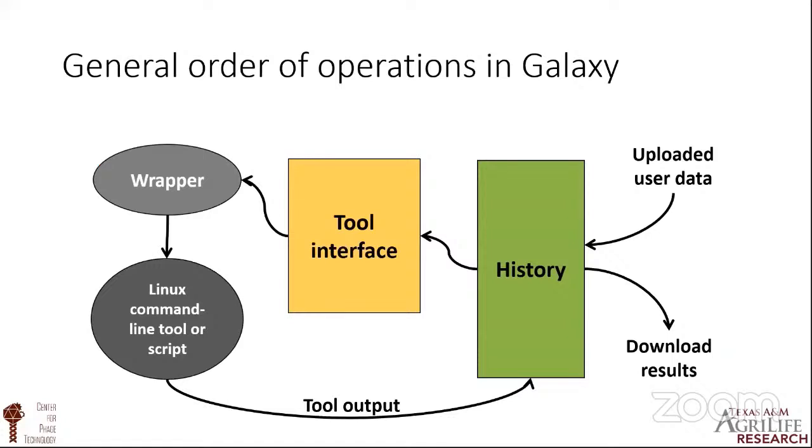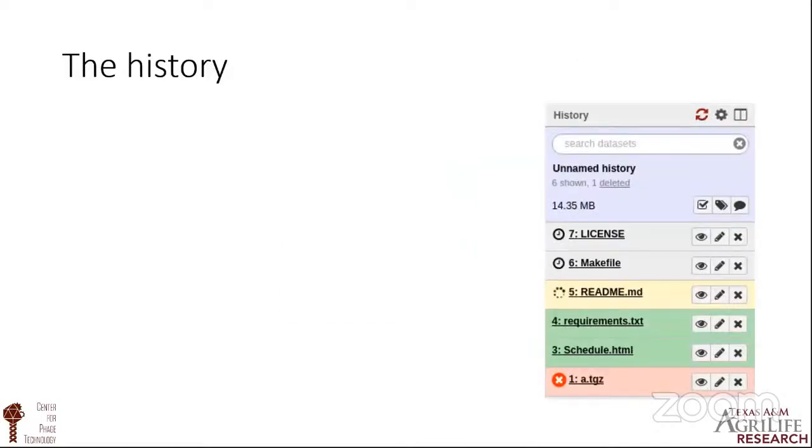This is an example of the general order of operations while working in Galaxy. The user uploads data on the right into the history of their Galaxy account. From the history, that data can be passed on to tools in the tool interface in the main window. What the user does not see is the tool interfacing with the wrapper, which invokes the command line tool or script. The output of the tool is then returned to the history. This process can be repeated as many times as needed for different analyses. At any time, the user can then download the results of any individual analyses or data sets to their local computer for analysis on their own machine or elsewhere on the internet.